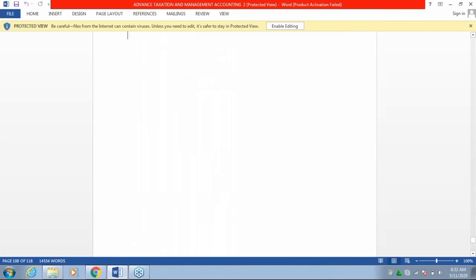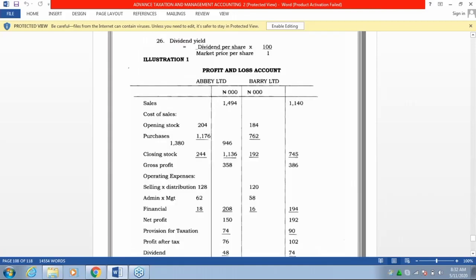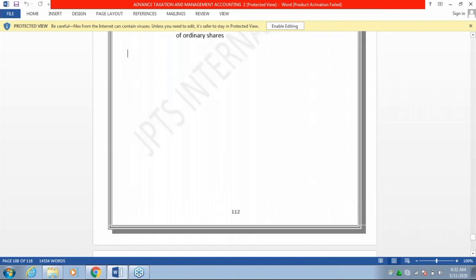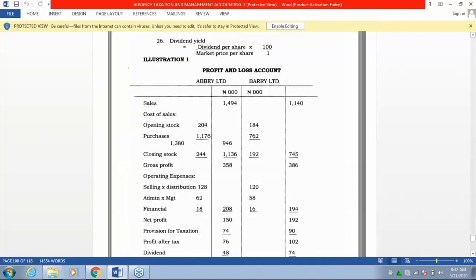But when you look at this profit and loss account, as I've said earlier, most of the items I was trying to explain to you now could be found under the profit and loss account. So you can see Abe Limited profit and loss account. See the sales 1,494. The cost of the sale. Can you get it? Then we have the opening stock, we have the purchase. We have the closing stock. So gross profit, operating expenses.